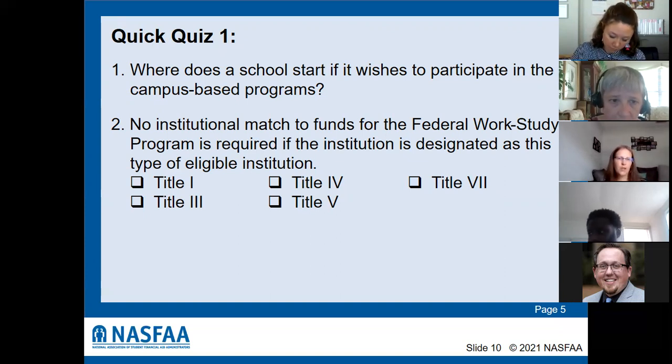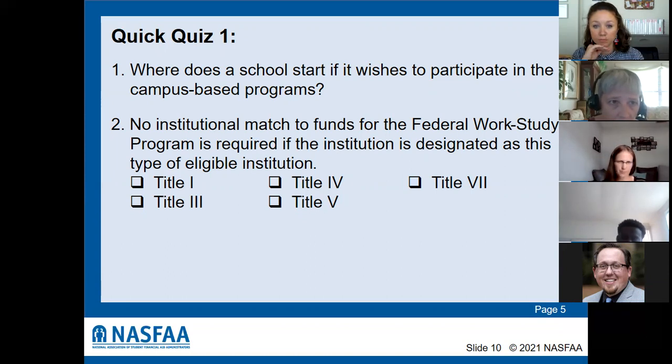So the next question. No institutional match to funds for the federal work study program is required if the institution is designated as this type of eligible institution. If we're not getting answers or you're not sure, that would be your Title III and Title V eligible institutions. I gave a few examples, and in the self-study guide, I think there are about 11 programs that fall under this.